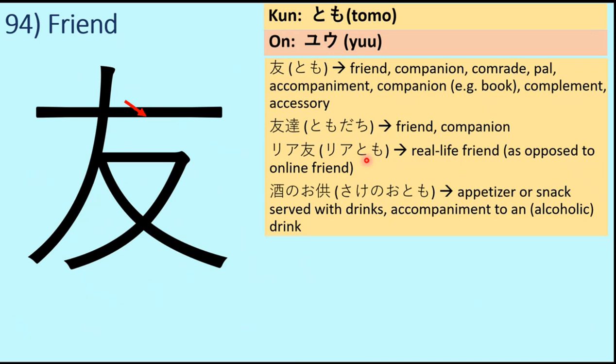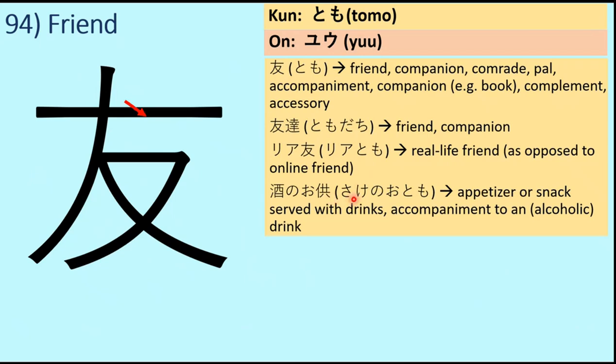This is a new word that has come into Japanese, basically a foreign word, real, which is written as Ria Tomo. That means not an online friend, not a friend on social media, but a physical friend in real life. Okay, then we have sake no otomo. Sake no otomo is an appetizer or snack served with drinks, or an accompaniment to an alcoholic drink.